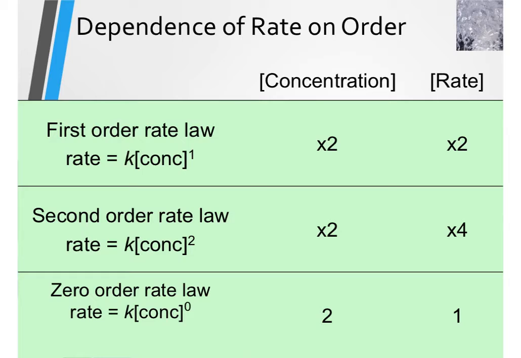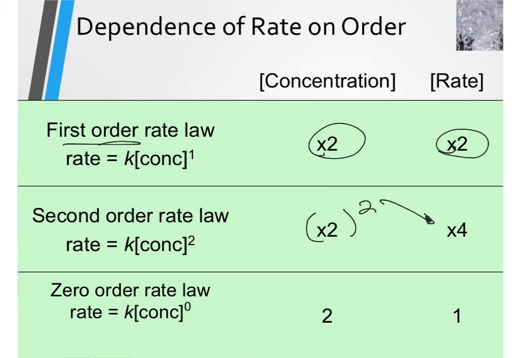Again, if it is first order, it's directly proportional. Whatever you do to the concentration of that substance, you'll do the exact same thing to the rate. If it is second order, you are going to square to get the effect on the rate.